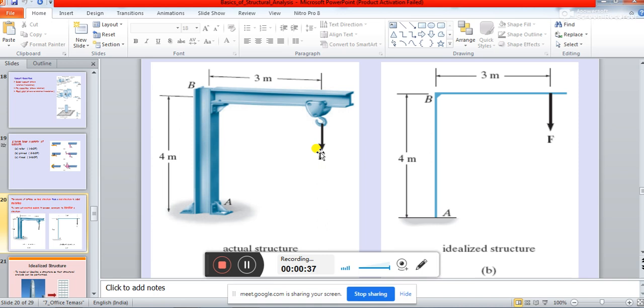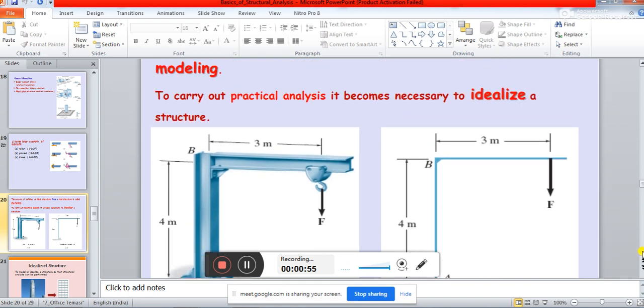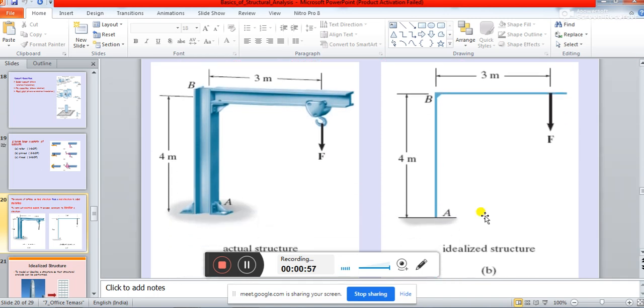So you see what is happening in this case. If you want to idealize this structure, can you analyze this structure without idealizing? No, because you will have to model this structure first and you will have to idealize this structure first. So if you want to idealize this structure, then this column will be attached to a fixed support.